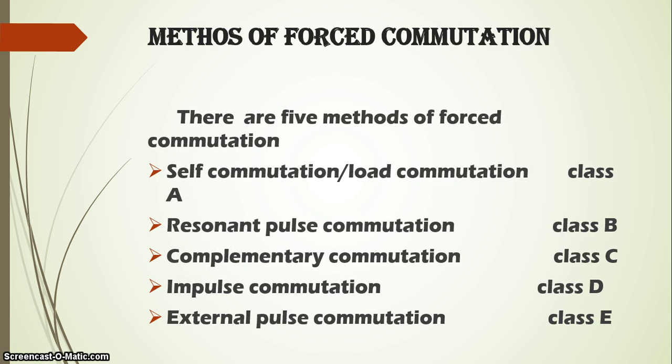Methods of forced commutation. There are 5 methods of forced commutation. Self-commutation, also called load commutation and class A commutation. Resonant pulse commutation, also called class B commutation. Complementary commutation, also called class C commutation. Impulse commutation, also called class D commutation. External pulse commutation, also called class E commutation.